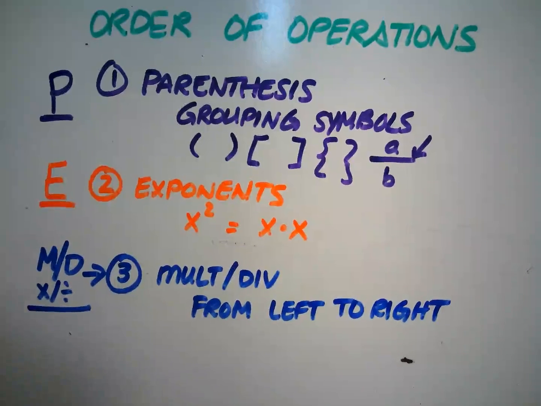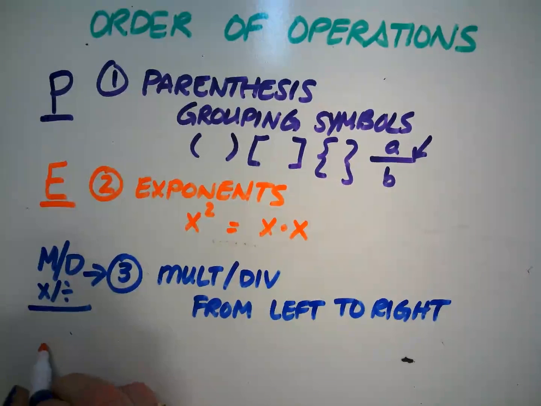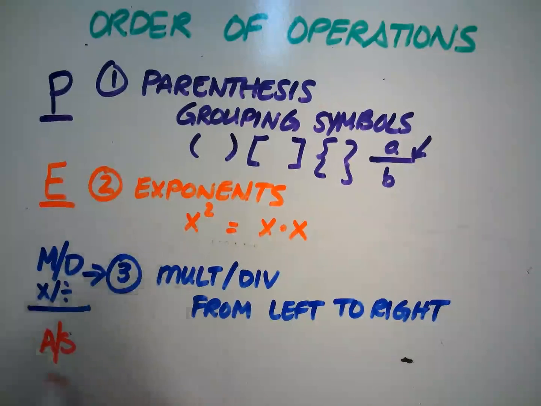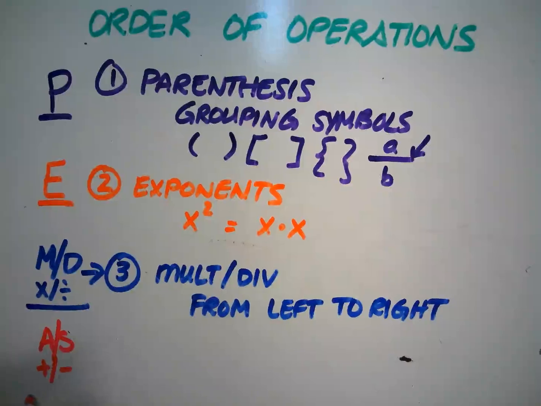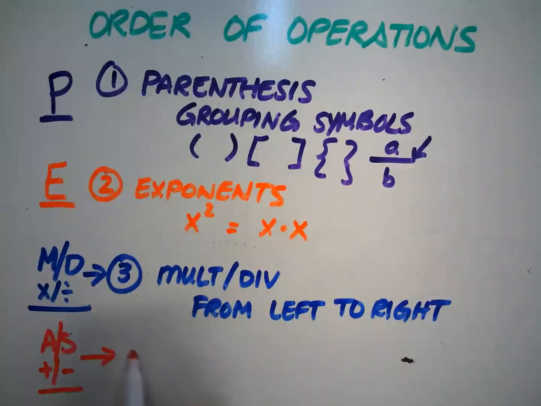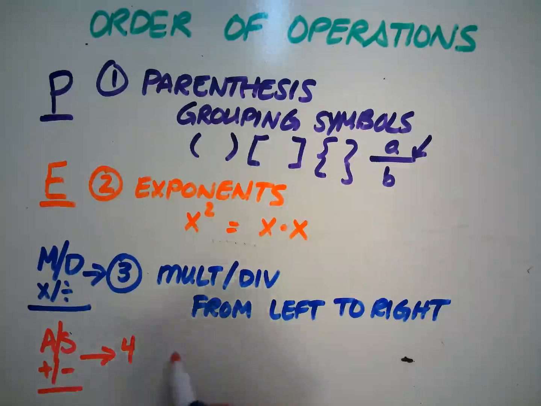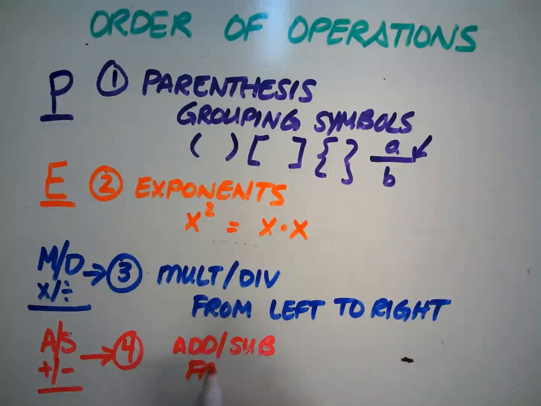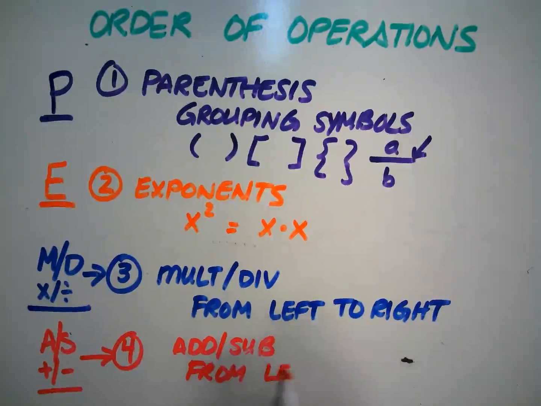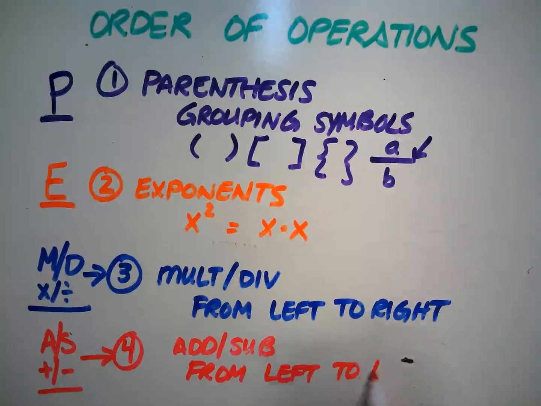Then the last piece of our order of operations puzzle is the AS in PEMDAS. That stands for adding and subtracting. And again, these guys go from left to right. Okay, so adding does not come before subtracting. They work together as a group from left to right. Okay, please do not forget that.